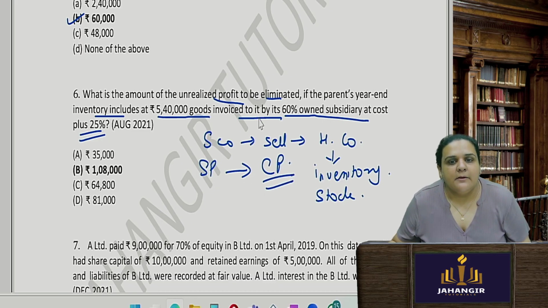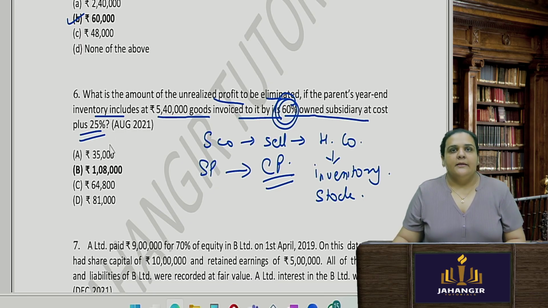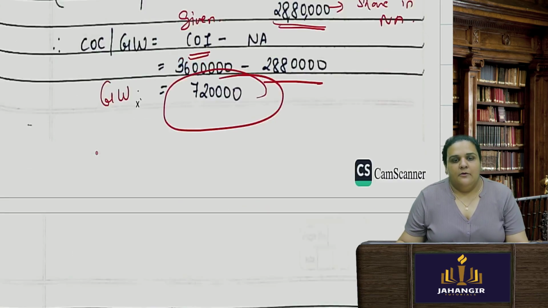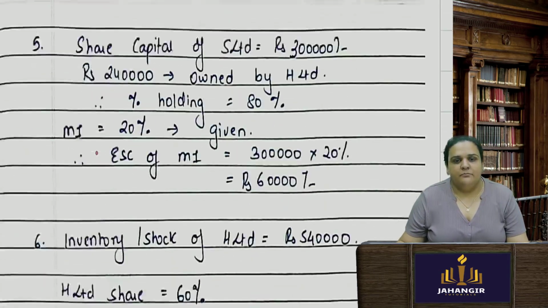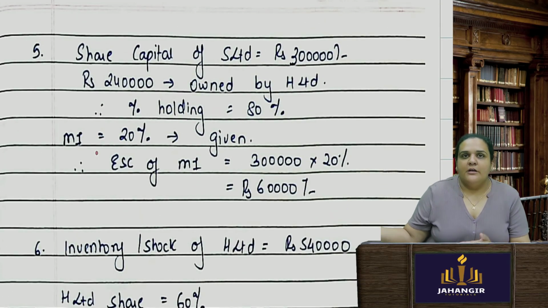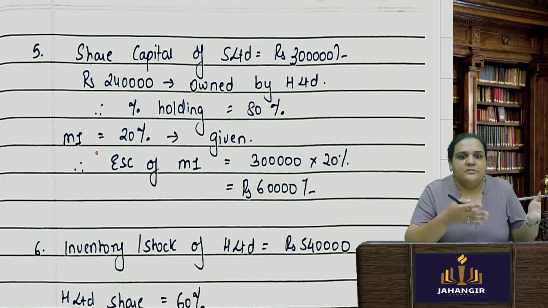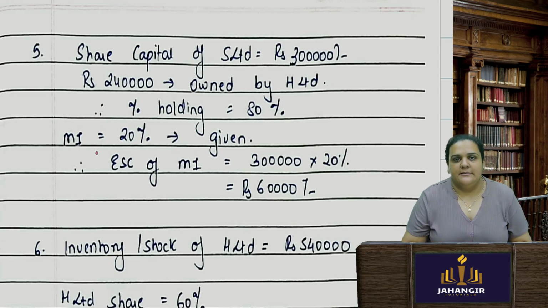And how is holding company selling to it? By 60% owned subsidiary, means the holding is 60%, but they are selling the goods at invoice cost plus 25%. Okay, how they are selling it? Cost plus 25% profit. So that profit is now never going to get realized, because I have got it from my subsidiary only and it is lying in my stock. I am going to sell it. My profit is not going to get realized.